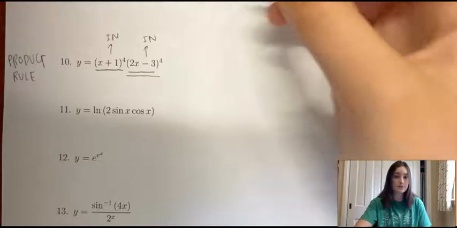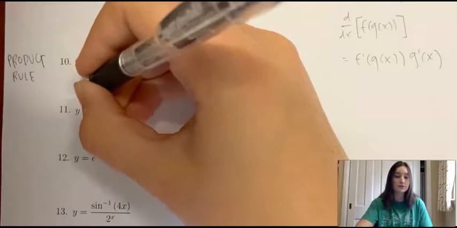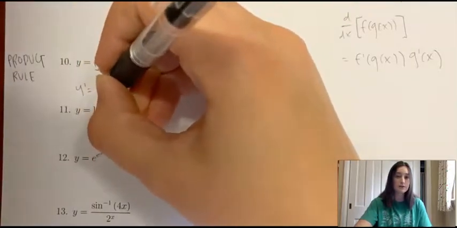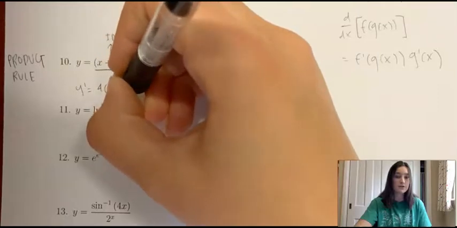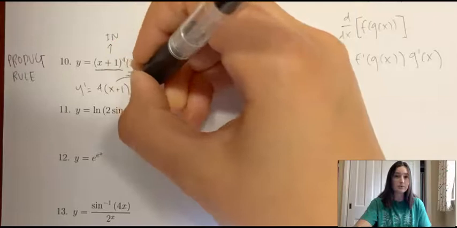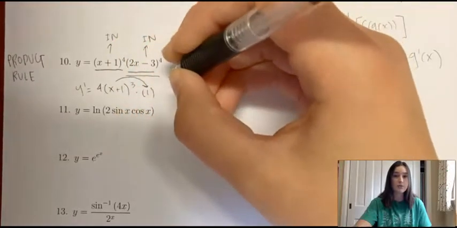So let's get started with this one. Remember, we just talked about product rule, so we're going to follow that rule. Let's start with derivative of the first one. So that's going to be 4x plus 1 to the third using the power rule. And then using the chain rule, we're just going to multiply by 1. And you don't have to write the 1. I just wanted to show where chain rule comes into play there.